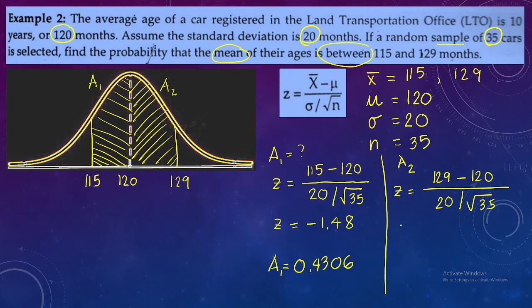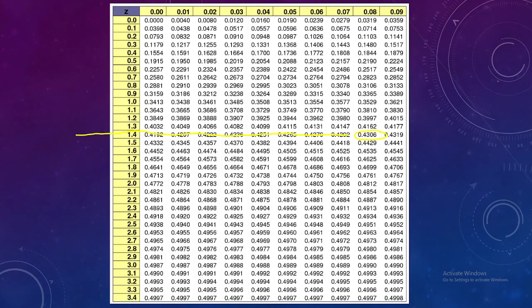Positive 2.66. That's correct. Okay, let's go to our Z table. 2.66. 2.6 is over here. So I'm going to be having 0, 1, 2, 3, 4, 5. This is the value. How much is our area for 2.66? 0.4961.